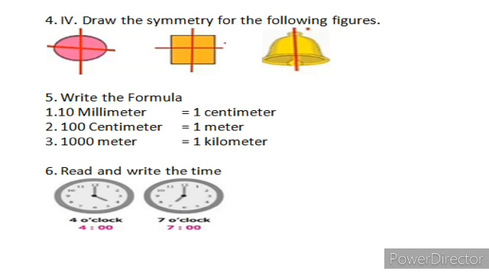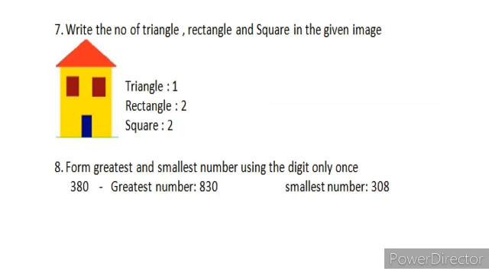Question number 6. Read and write the time. You should see the clock and write the time. You can write the time in two ways. So the first clock is showing 4, so 4 o'clock, otherwise 4.00. The second clock is showing 7, so 7 o'clock, otherwise 7.00.